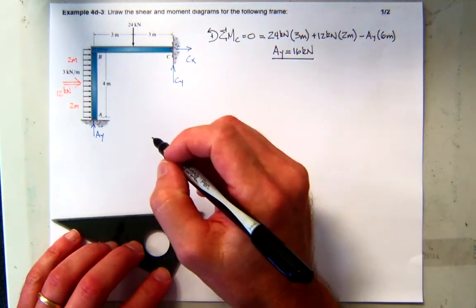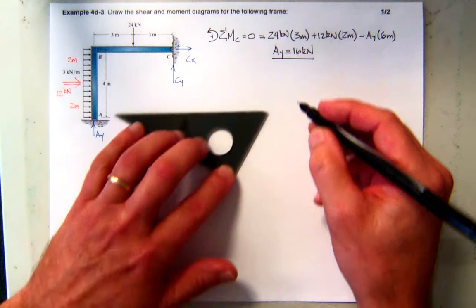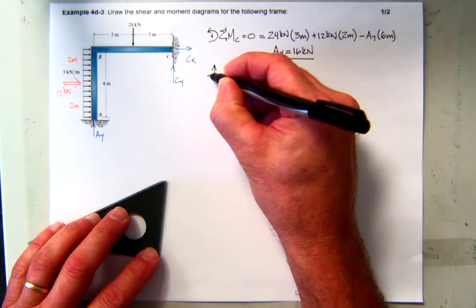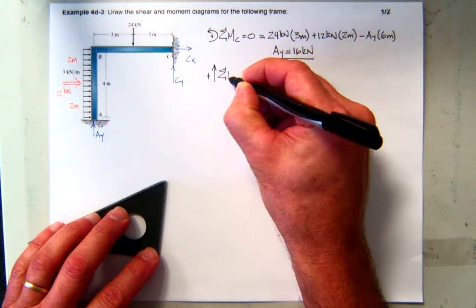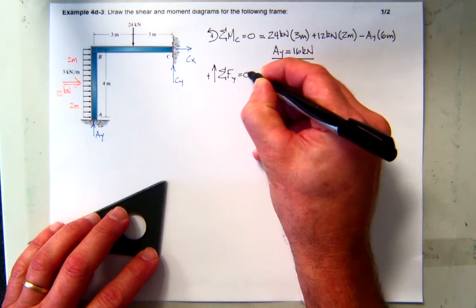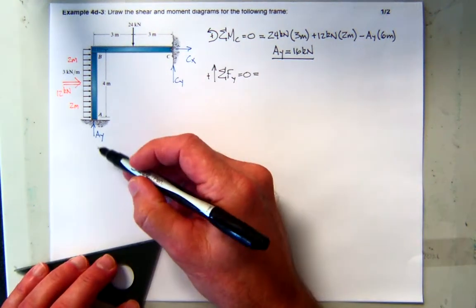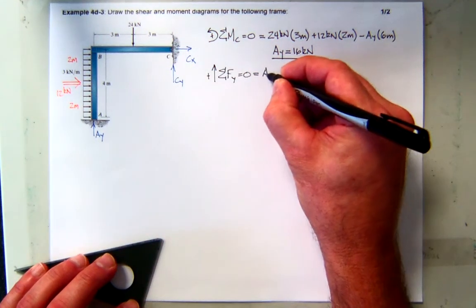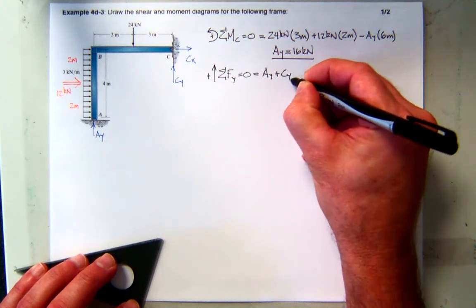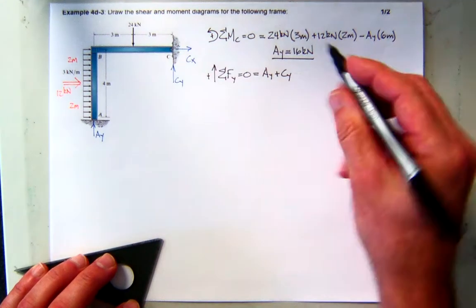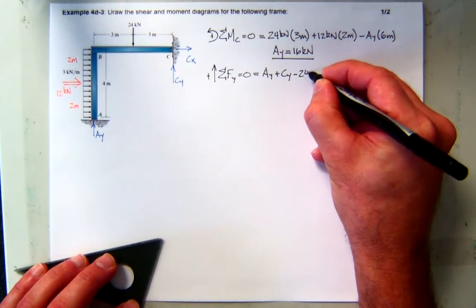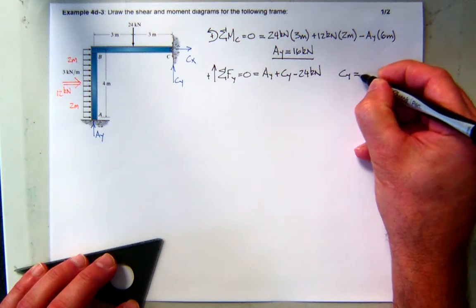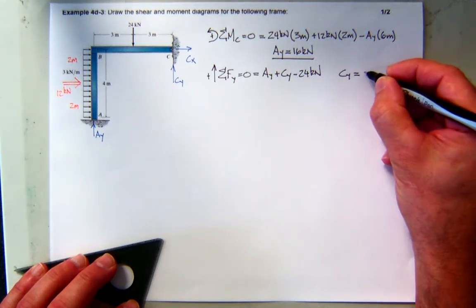I don't have self-control. So let's sum forces in the y direction. Look in the y direction, I have AY acting up. I have CY acting up, so those will both be positive for me. What else is in the y direction? Oh, this 24 is acting down. So it looks like I can solve for CY. Looks like it's going to be 8.